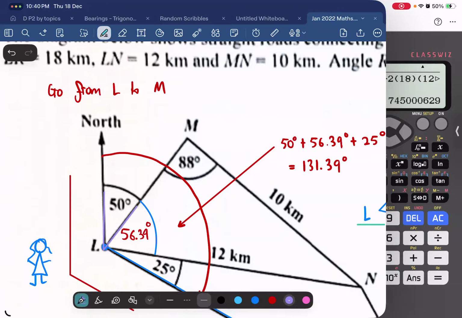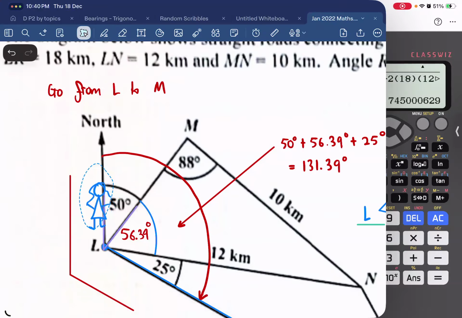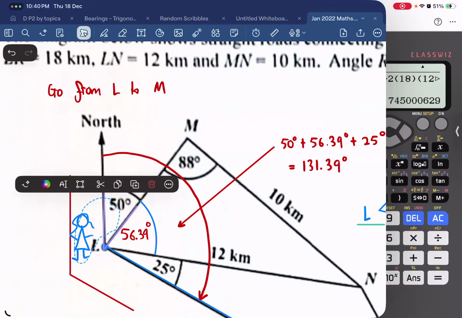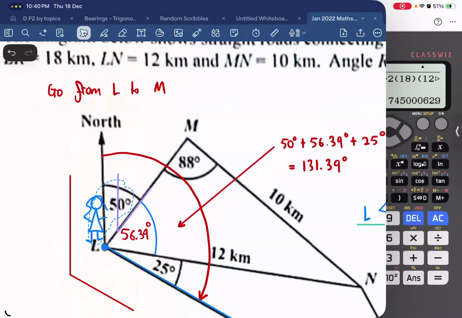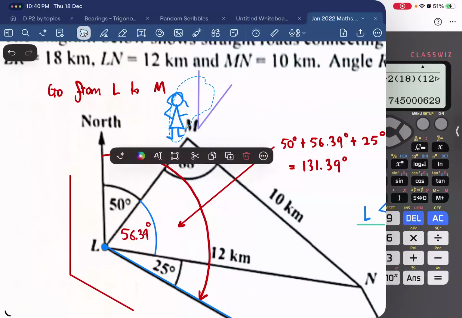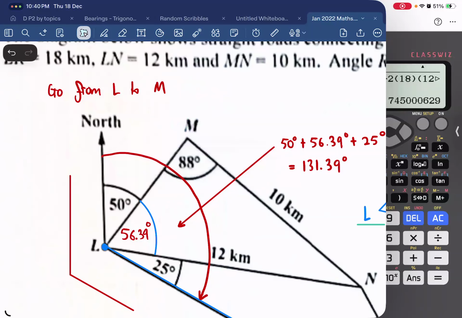Now, to do that, you'd have to take a bearing of 50 degrees. Watch this. Let's just say you start off at L. If you keep on a bearing of 50, watch. Bam. Where did you end up? M. So a bearing is just direction. That's what bearings is. Fancy word for directions. That's it.